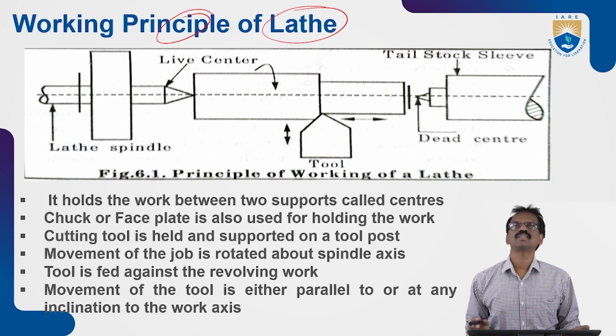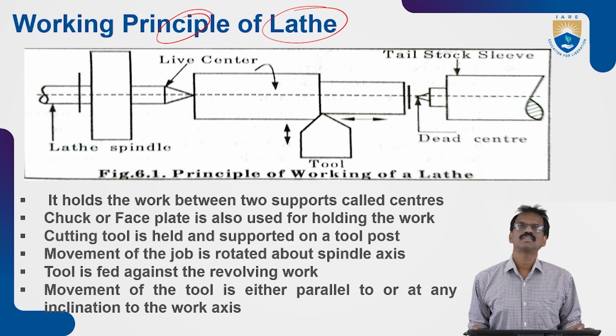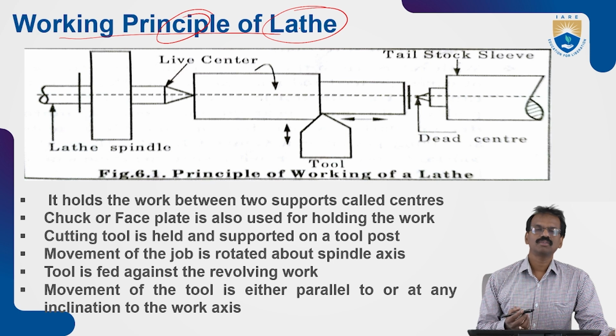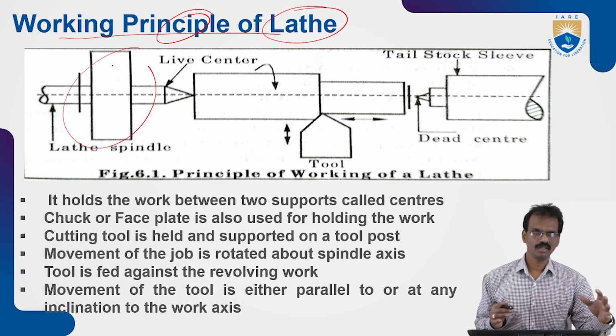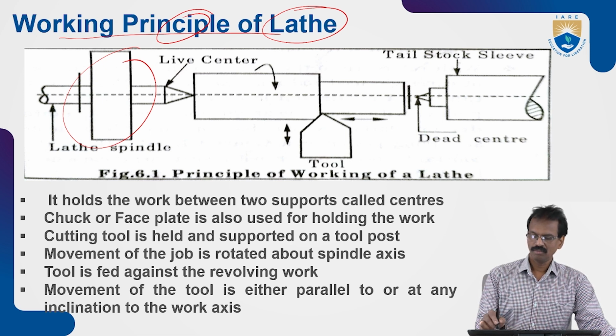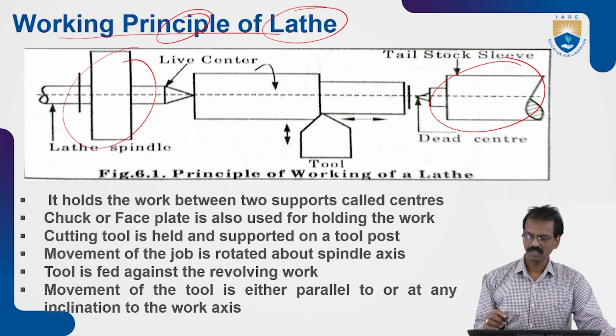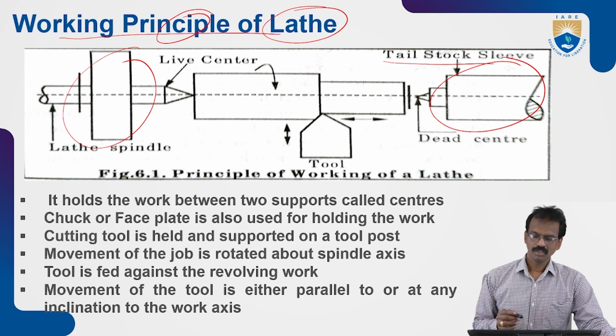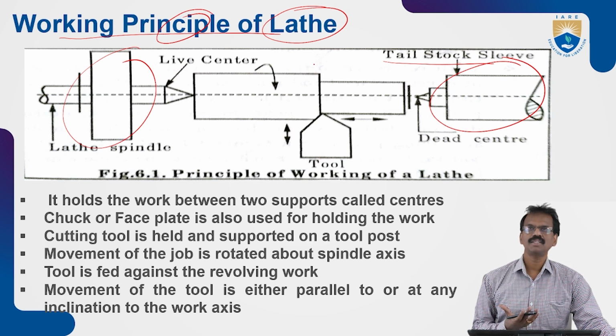In the last class we already discussed what a lathe is and what the different parts of the lathe are, and the main functions of those parts. Now we'll see the working principle of the lathe. On the left side we see the lathe spindle or headstock, and on the right side of the bed we see the tailstock. The tailstock moves on the guideways of the bed. In between we see the carriage.